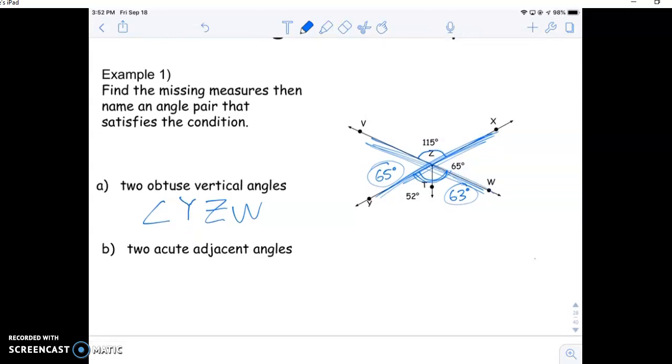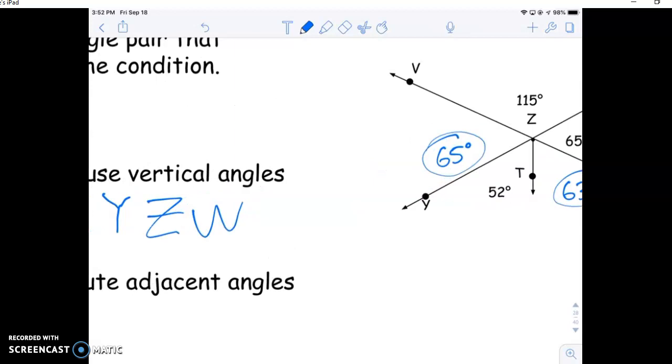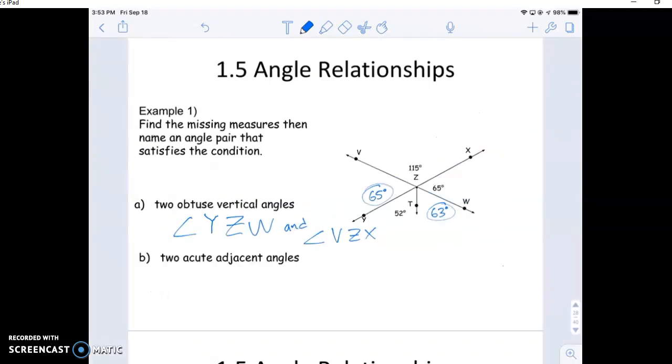Next, two acute adjacent angles. Remember, adjacent means next to. Remember, it has to satisfy those three conditions. Oh wait, I didn't fully answer that last question. YZW and VZX, my bad. There you go.